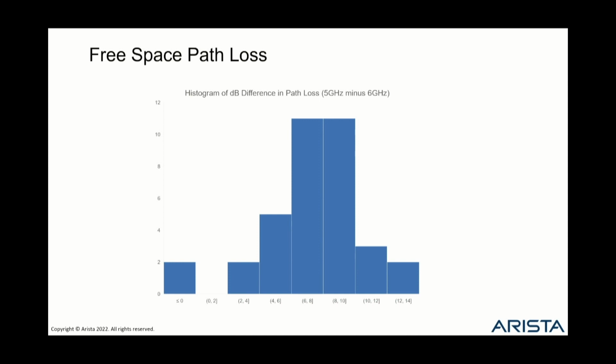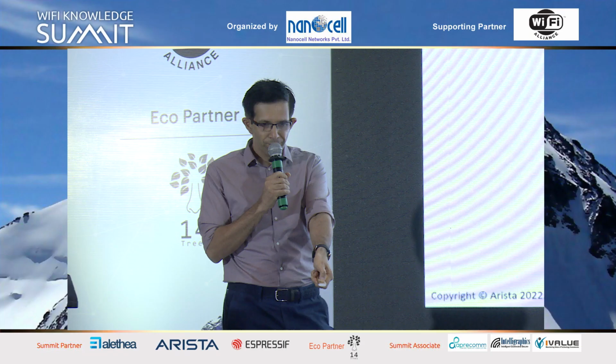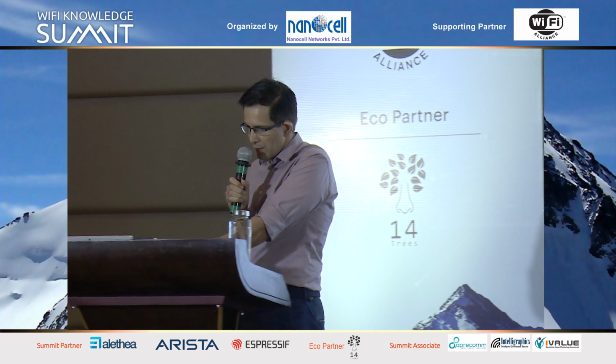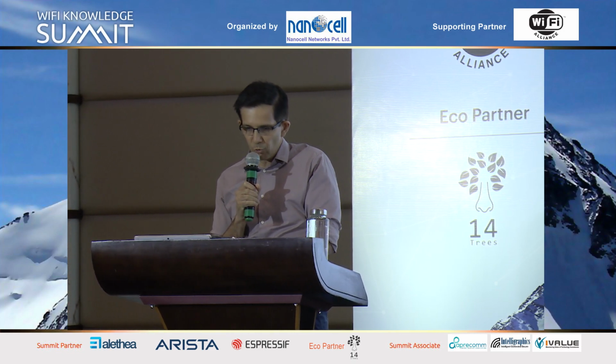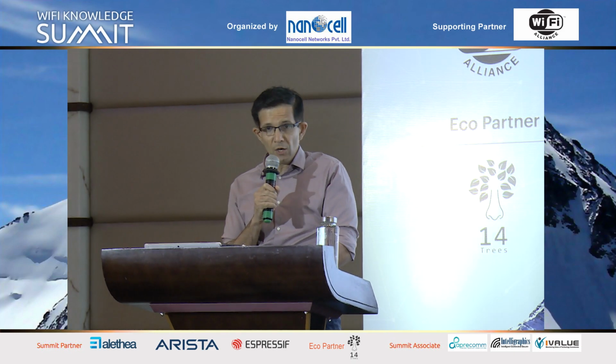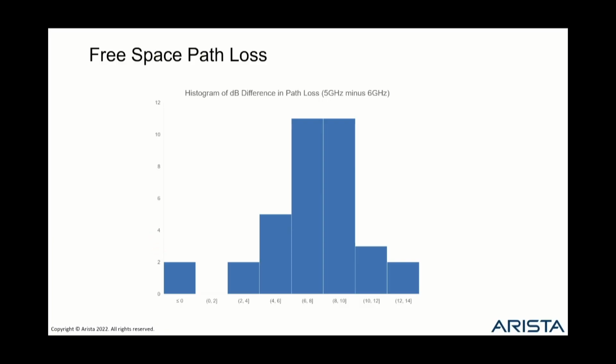So the x-axis is basically the bins for the dB difference, and this is how many samples. So 2 samples had the opposite effect. Obviously, we all understand the 6 gigahertz, we expect it to have more losses than 5 gigahertz, but 2 samples are outliers. But then we find, again, 2 samples where the difference was between 2 and 4 dB, meaning 5 gigahertz was 2 to 4 dB stronger than 6 gigahertz, okay?